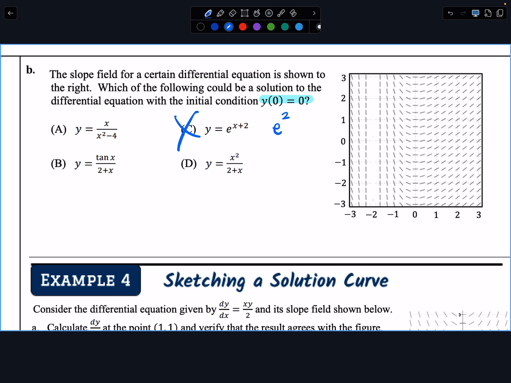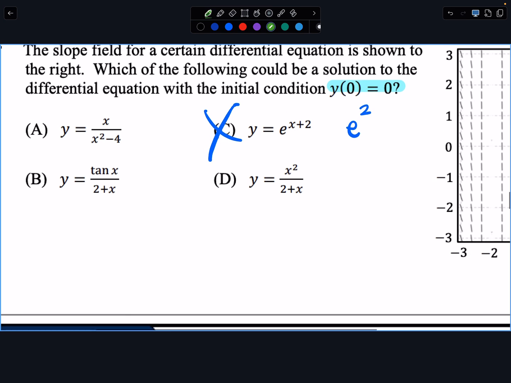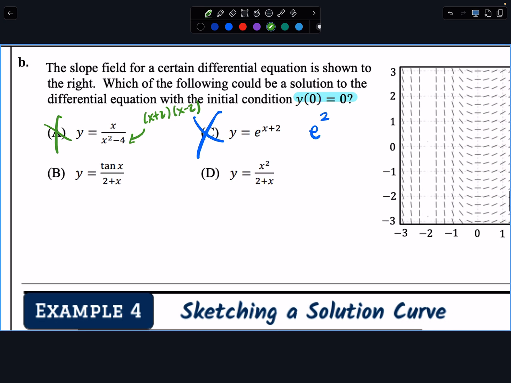Here, what should I technically do to the bottom? Factor. So if I factor this, this would be x plus 2, x minus 2, which means we have 2 asymptotes. But looking at the graph, how many does it look like we have? 1. So if this was the answer, I should also have an asymptote at +2. So it can't be A. So that leaves me with B and D as my answer choices, okay?